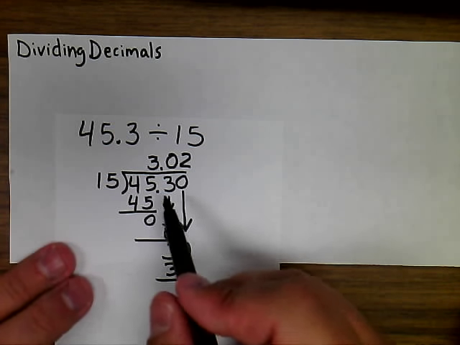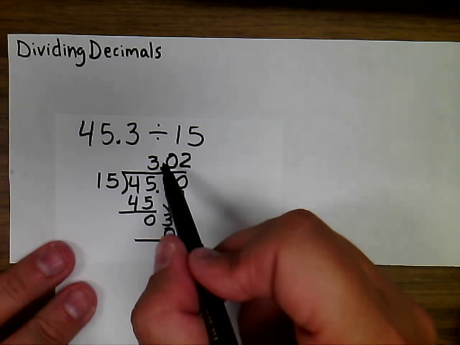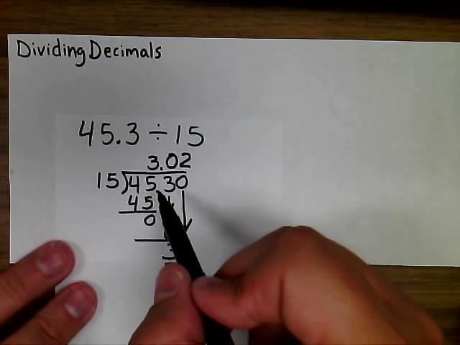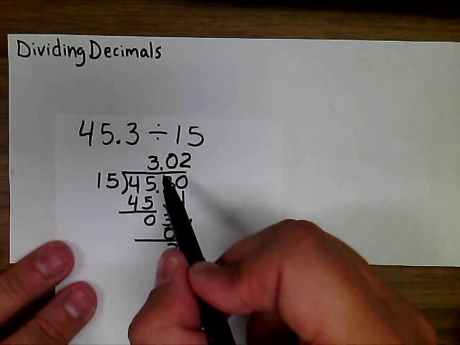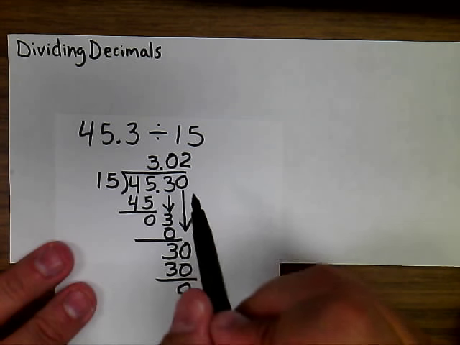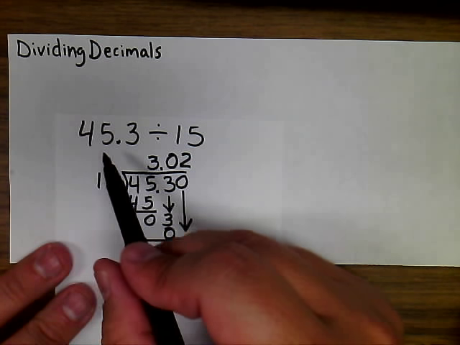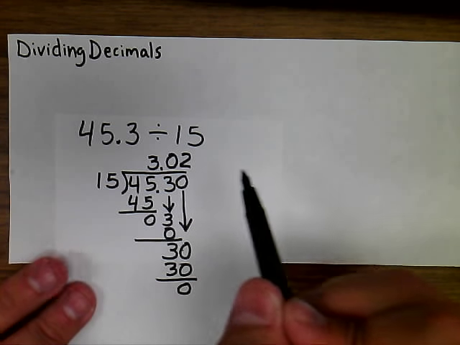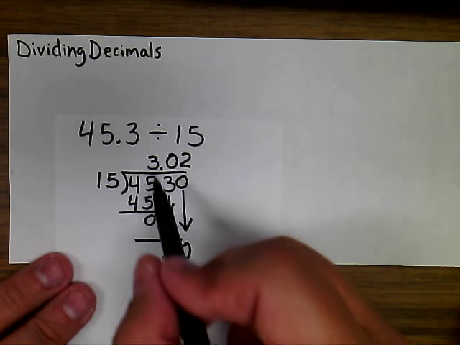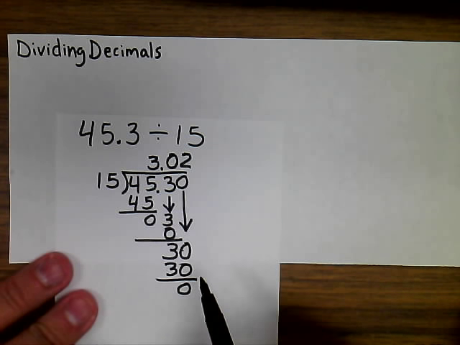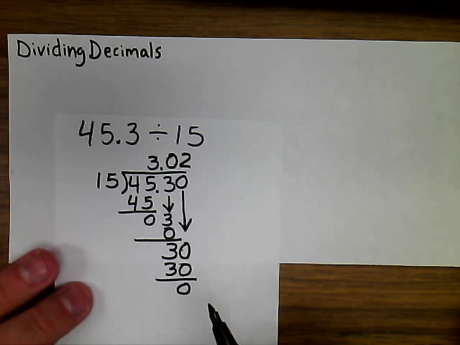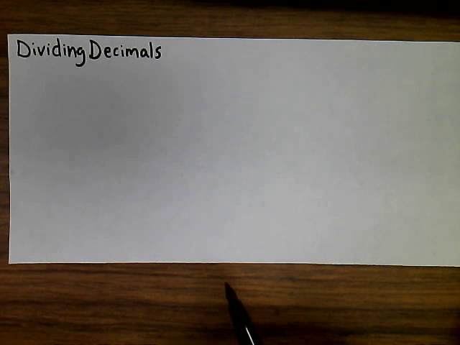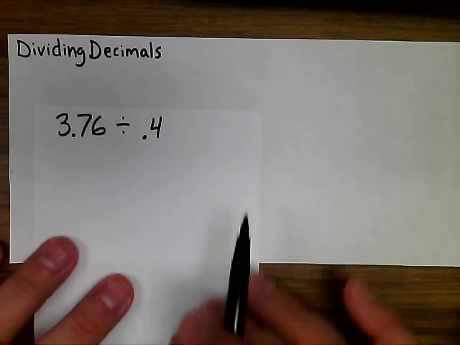You'll note halfway through that problem, I realized I had not brought my decimal point into my quotient. It's really a good idea to do that first, just to make sure that you've got it in the right place. It would be silly to answer this question and say that 45 3/10 divided by 15 will be 302. That would be ridiculous. So we want to make sure we bring those decimal points up directly into our quotient before we solve. In this case, I'll make sure I do that.